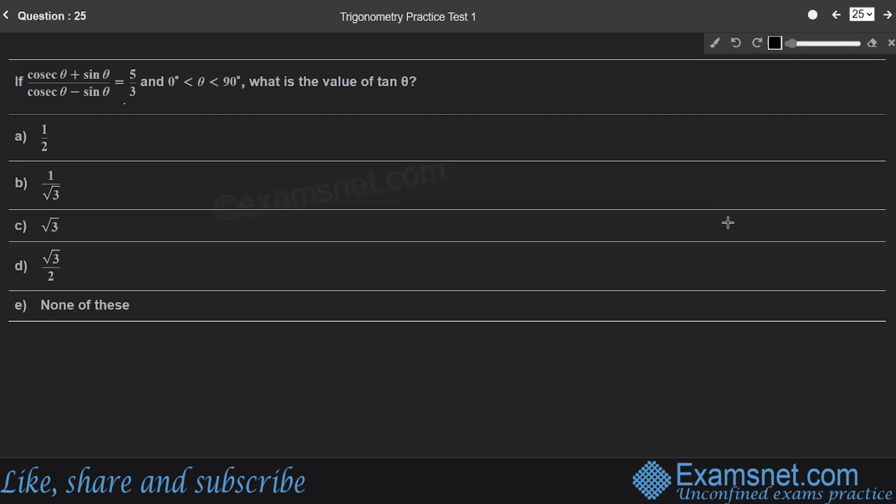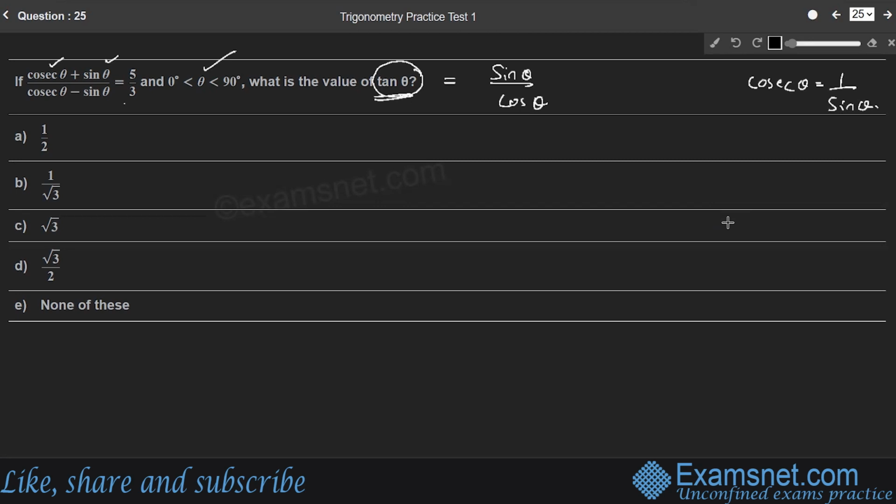Question number 25. If cosecant theta plus sine theta divided by cosecant theta minus sine theta is equal to 5 by 3, where theta lies between 0 and 90 degree, what is the value of tan theta? Here students, we need to find the value of tan theta. We all know that tan theta is always sine theta by cos theta. Therefore, we need to express the given equation in terms of sine and cos. Since cosecant is the inverse of sine, cosecant theta is 1 by sine theta. So we can write cosecant in terms of sine, not in terms of cos.